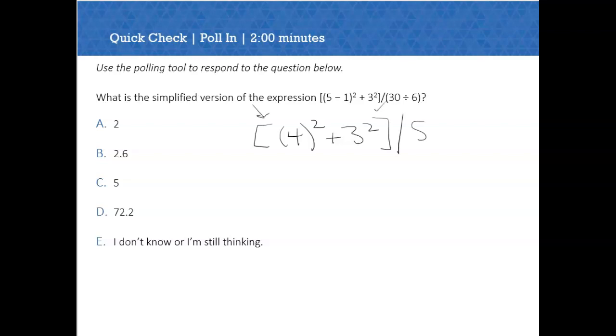These brackets are another set of parentheses, so we still need to work on top. Inside the parentheses, we have 4 squared plus 3 squared. So before we can add those, we need to take care of these powers. 16 plus 9. 16 plus 9 is 25. So 25 divided by 5 is 5.